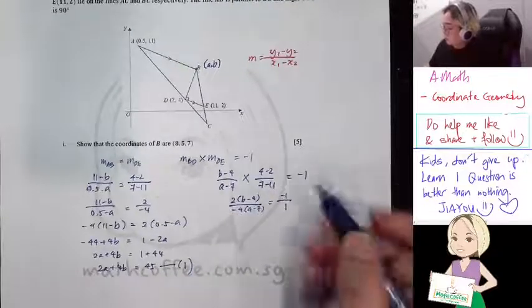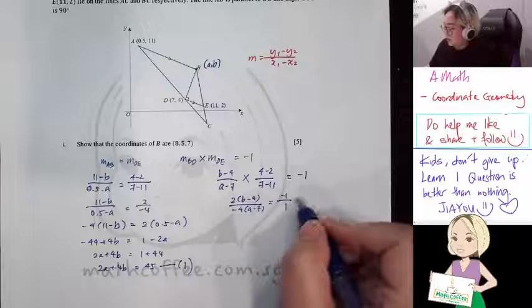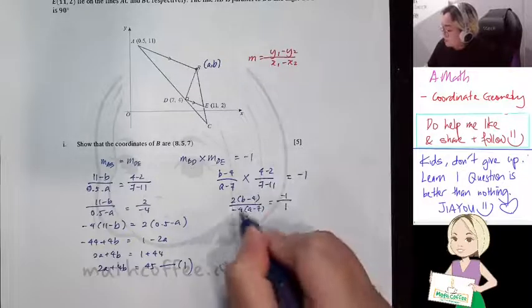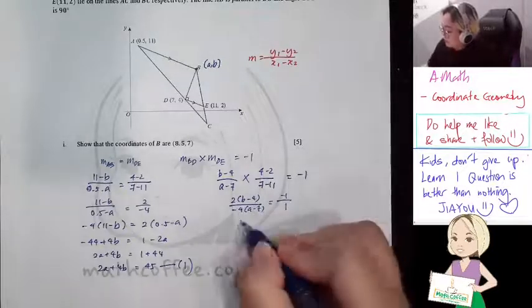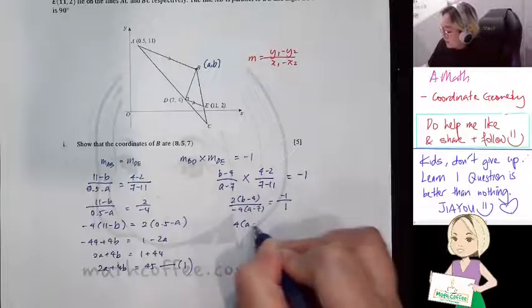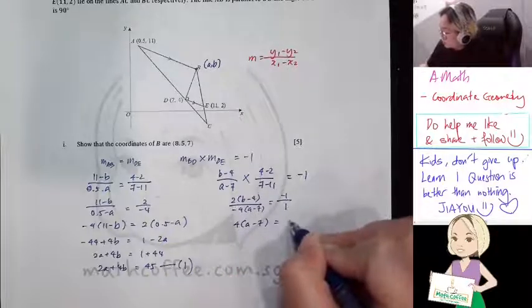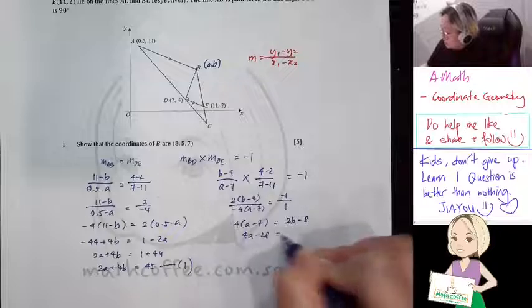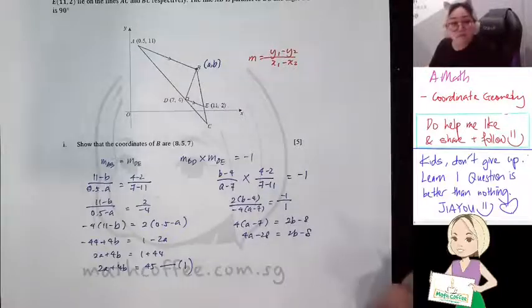So let's do our rainbow. Okay, actually we can straight away cross multiply. So I will have minus 4 times minus 1 is positive 4. So I will have 4a minus 7 equals to 2b minus 8. 4a minus 28 equals to 2b minus 8.